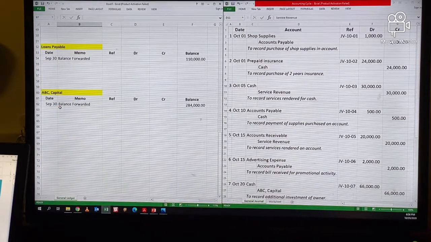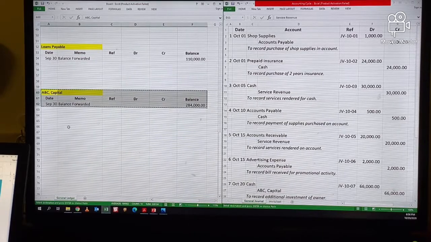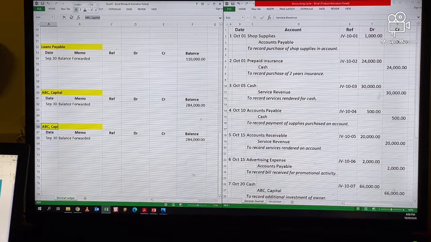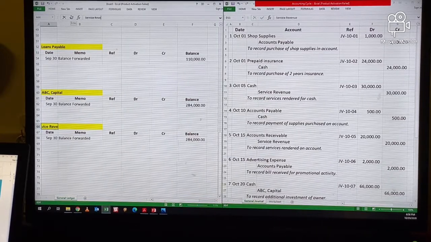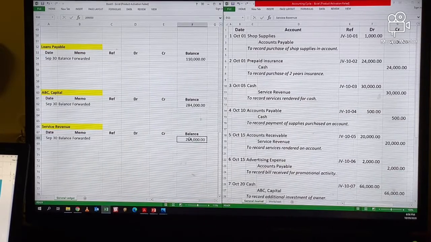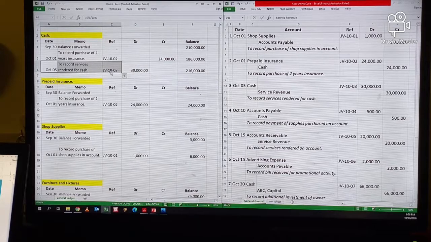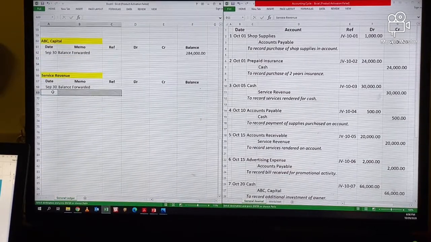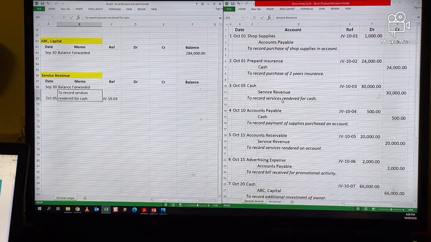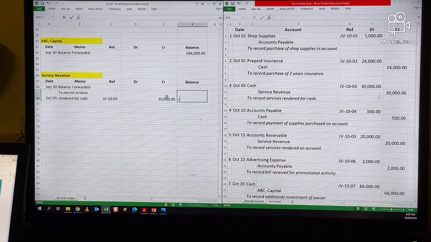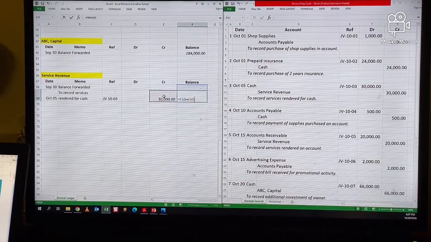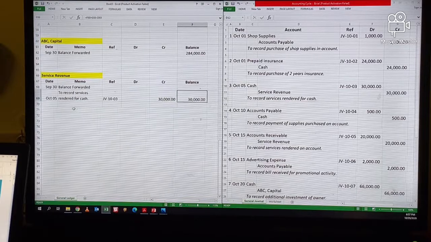So go to the GL. We don't have a GL for service revenue yet, so you create a general ledger. Again, balance forwarded is 0. Just copy what you wrote for cash. Write the date. The memo comes from here. And it's a credit, right? So credit. Since it's income, always remember that the normal balance of income is credit. Any credit increases it, and any debit decreases it. So 0 plus 30,000 makes it 30,000.